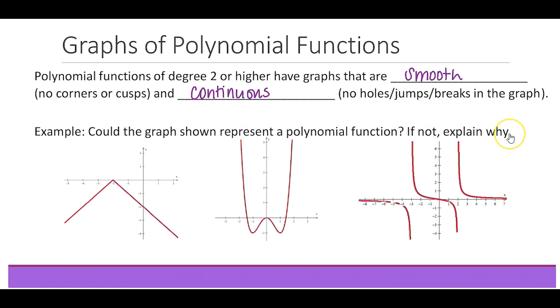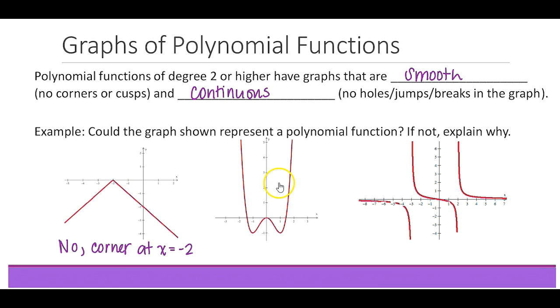If not, explain why. In our first graph, we have an absolute value function that's reflected over the x-axis and shifted left 2. So we have a corner to our function at negative 2. So this could not represent a polynomial function, so the answer is no. And the reason is because there is a corner at x equals negative 2.